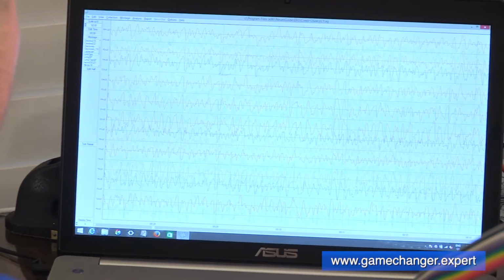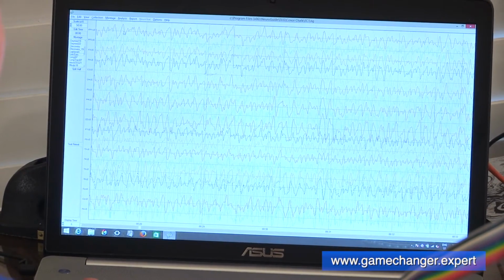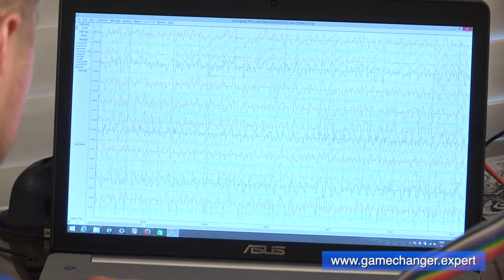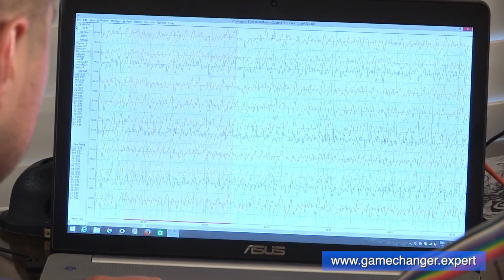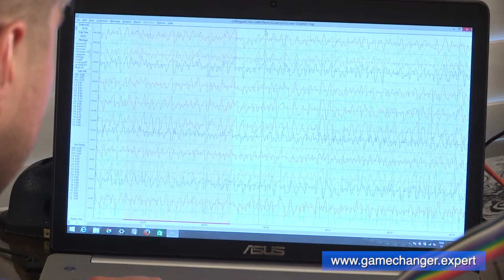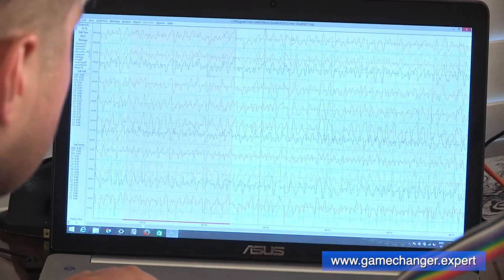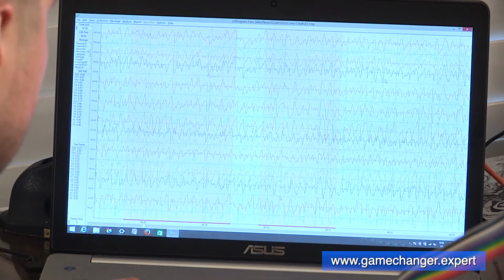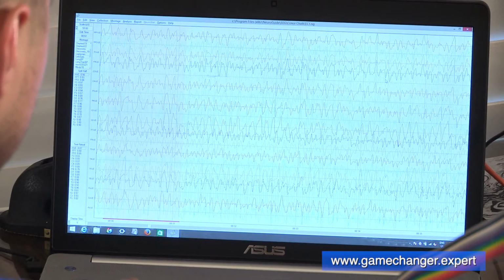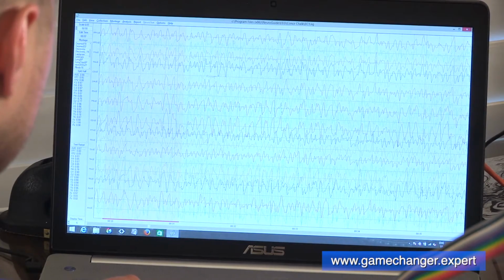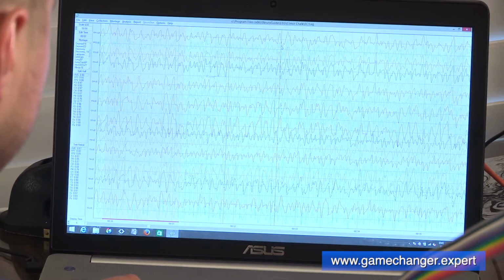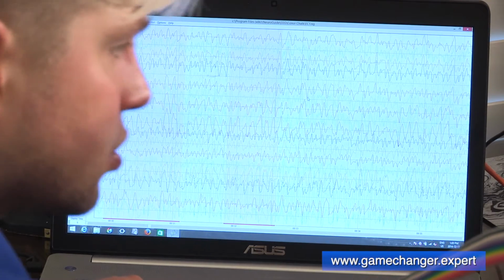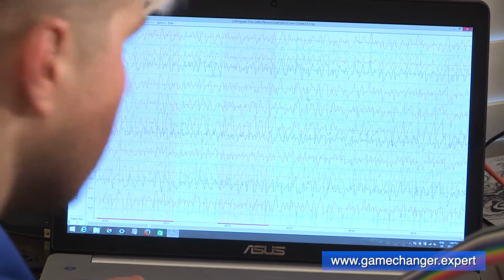grab some of the data here and get a picture of the brain map. So we want to minimize any times where there might have been a blink. Just grabbing all the data that's actual brainwave activity rather than a blink or a movement.